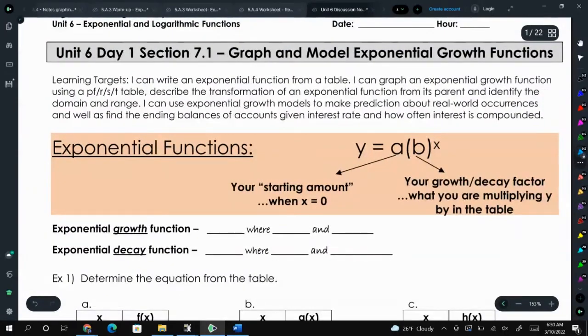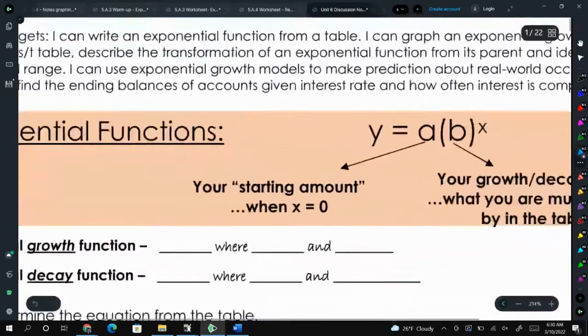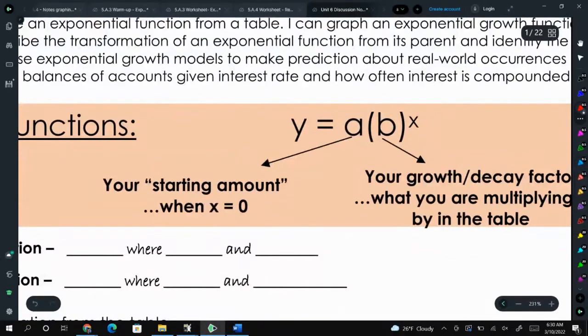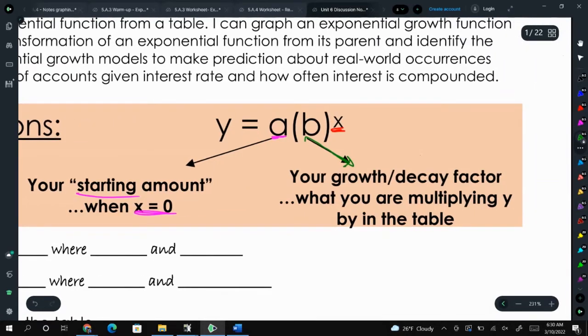Today we're going to be talking about exponential models and functions, and then focus more on exponential growth. So an exponential function is a function that has your variable x in the exponent. And the mother function is y equals a times b to the x, where this a value right here is your starting amount or your y-intercept. When x equals 0, that gets your y-intercept. And b is your growth rate or decay factor.